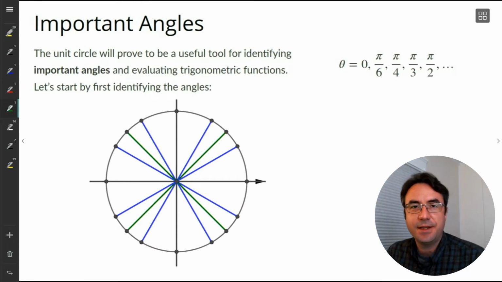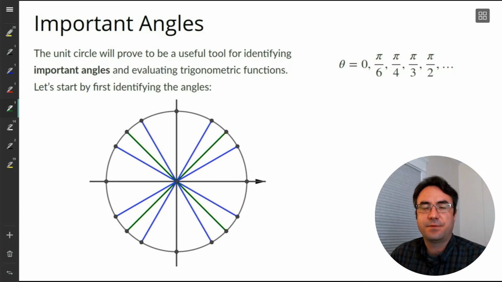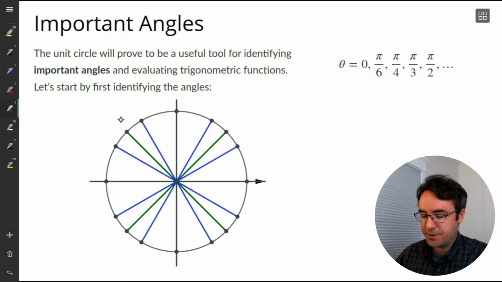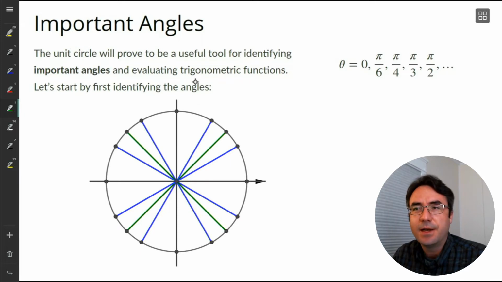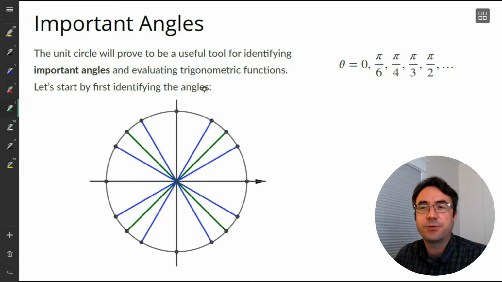So let's get into what graphing points in polar coordinates is going to look like. And it comes down to really knowing, or at least it helps to know, some of the important angles. So here's the unit circle, and we're going to look at some of the important angles along this circle. This is going to be helpful not only for identifying the angles, but also when we start evaluating trig functions, so this unit circle is going to be helpful to keep in mind.